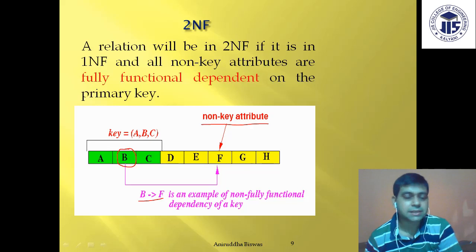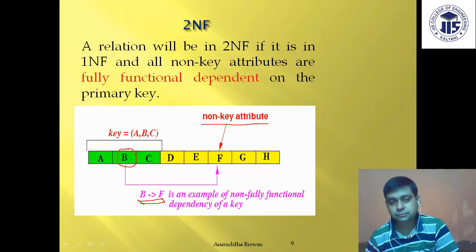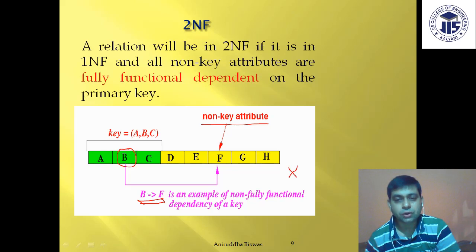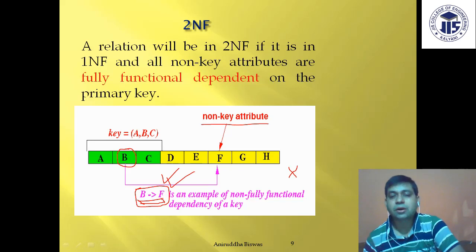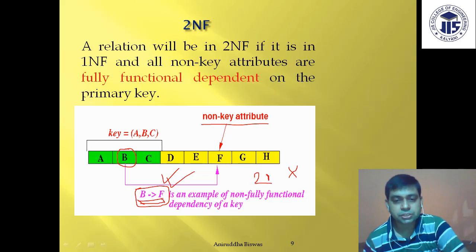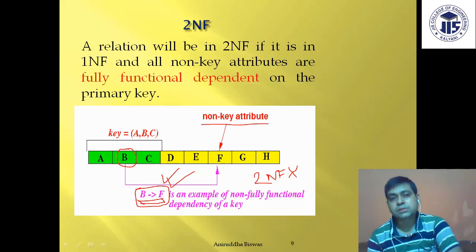So here in this particular example, we can understand that this partial dependency exists, and if there exists any partial dependency, then we say that it is violating 2NF. So it is not in 2NF because it is violating full functional dependency. So if there is any partial dependency in a database table, then we say that it is incompatible with 2NF. So this particular relation is also 2NF incompatible. If it is 2NF incompatible, then we need to decompose it into 2NF, right?